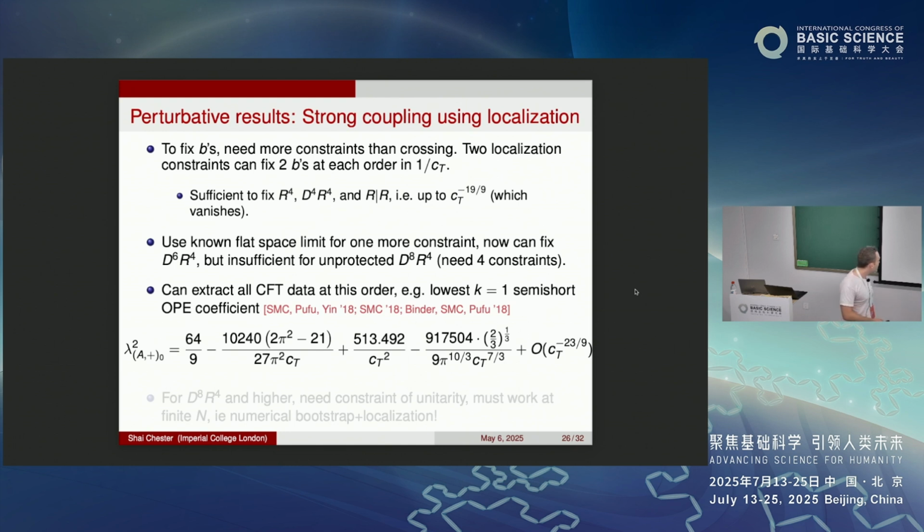bootstrap. But if we want to go beyond d to the 6 r to the 4, this analytic bootstrap is insufficient. So as I discussed before, you need the additional input of unitarity, i.e. you have to work at finite n, i.e. you need to use numerical bootstrap. And so that's the thing we are going to discuss next.